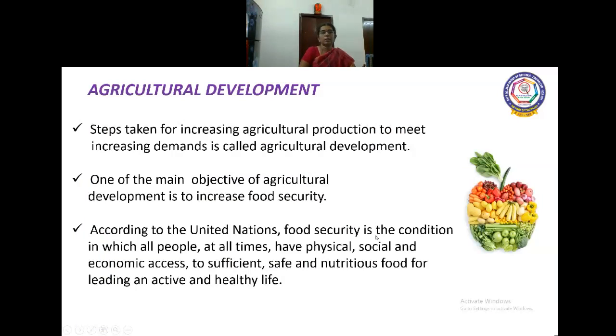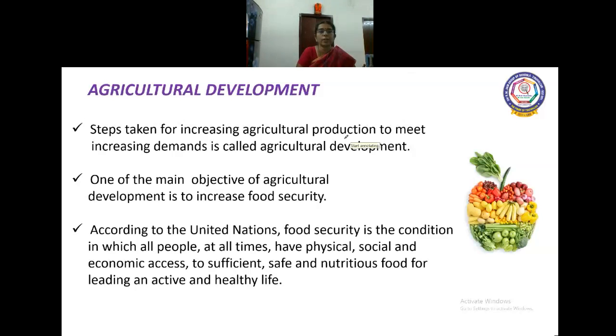And what is this agricultural development? So we have seen about the major crops and we move on to agricultural development. What is this agricultural development? To meet the increasing demands, there should be very good agricultural development. So steps taken for increasing the agricultural production to meet the increasing demands is called agricultural development.